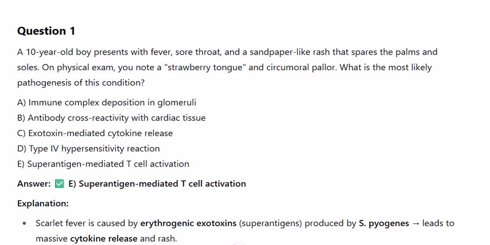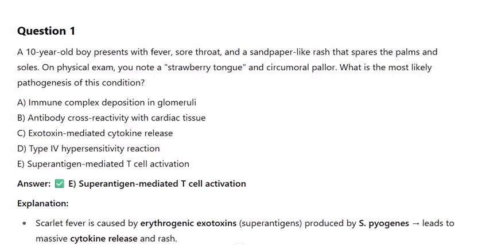A. Immune complex deposition in glomeruli. B. Antibody cross-reactivity with cardiac tissue. C. Exotoxin-mediated cytokine release. D. Type 4 hypersensitivity reaction. E. Superantigen-mediated T-cell activation. Answer: E.